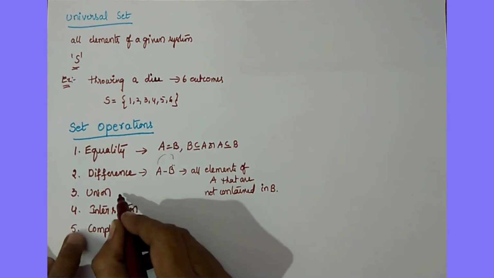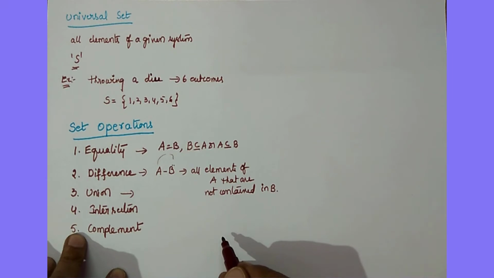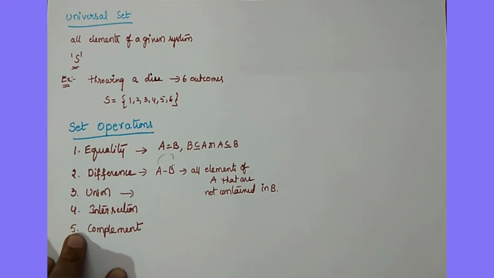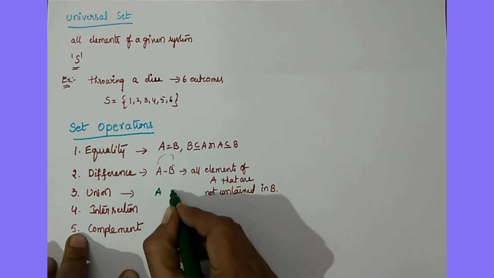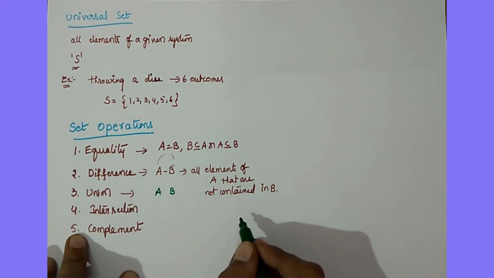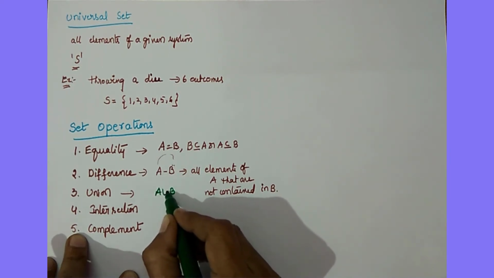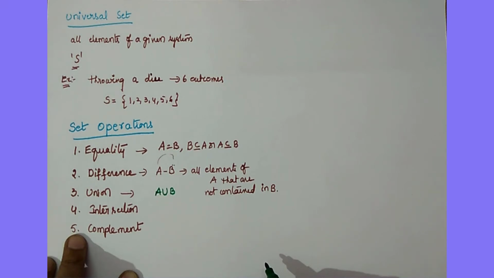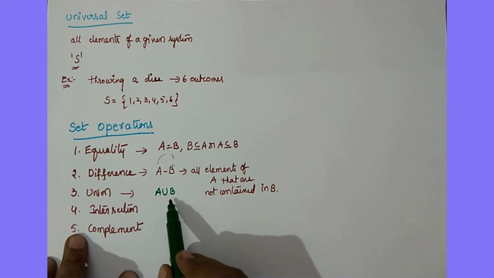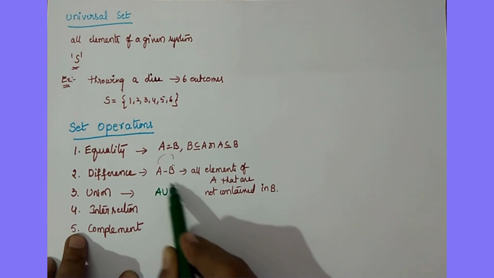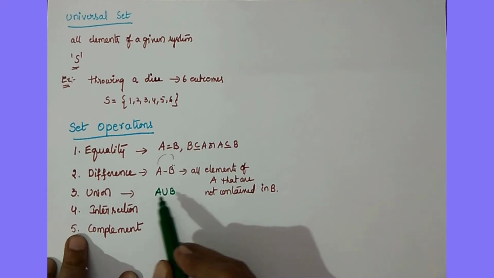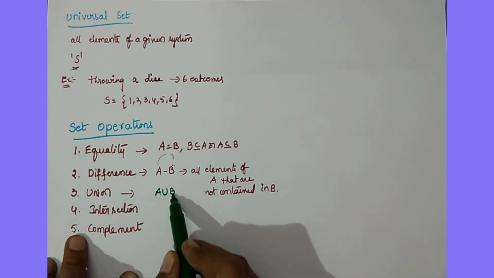Okay. Then what is union? Suppose you have two sets A and B. Then union represents like this: A union B. Okay. What it represents? It represents set of all elements of A or B or both. A union B means set of all elements of A or B or both.